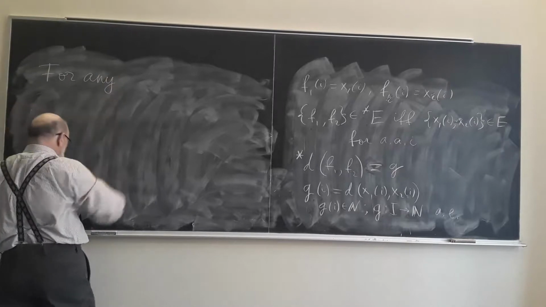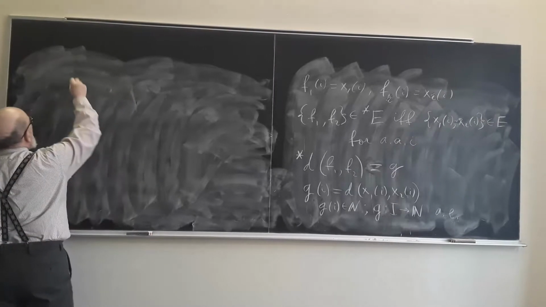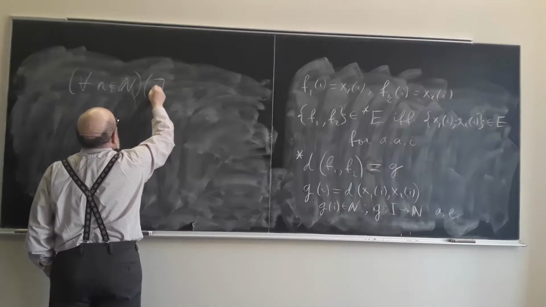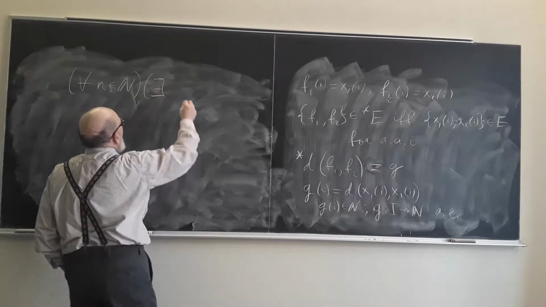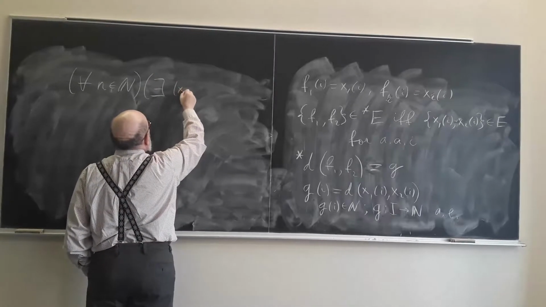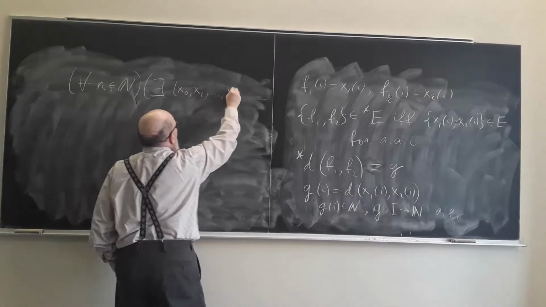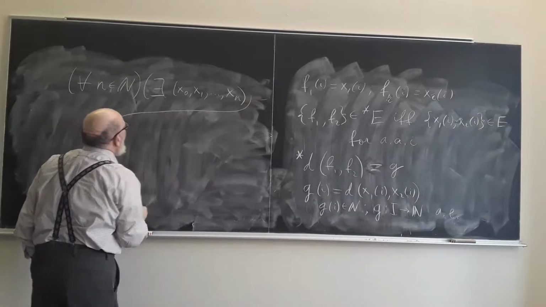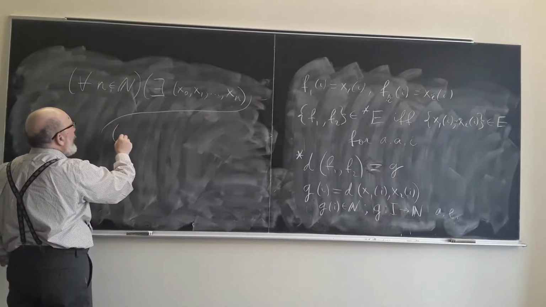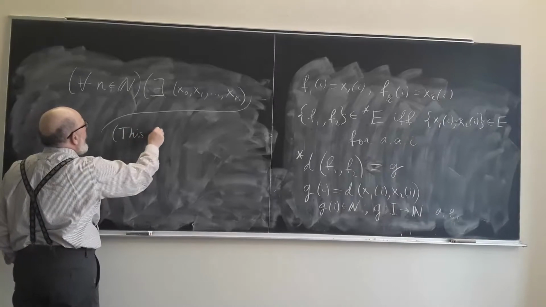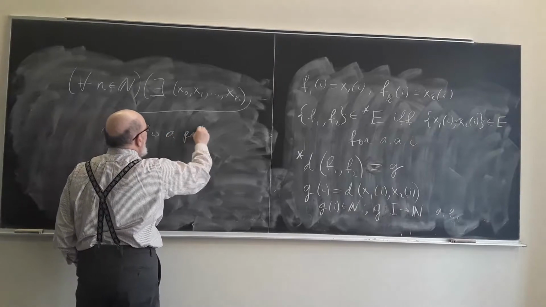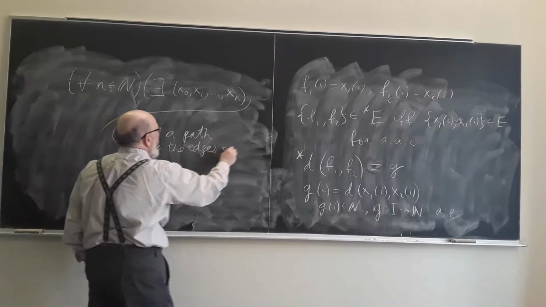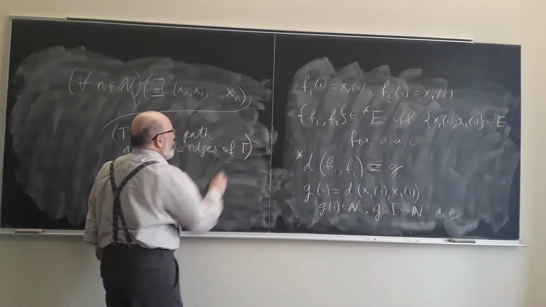For any, let me write it in our language, any n in N, there exists a function x0, x1, ..., xn such that, first of all, this is a path along the edges of Gamma, yes? No, it is a shortcut.